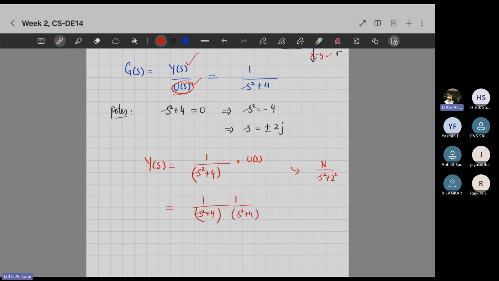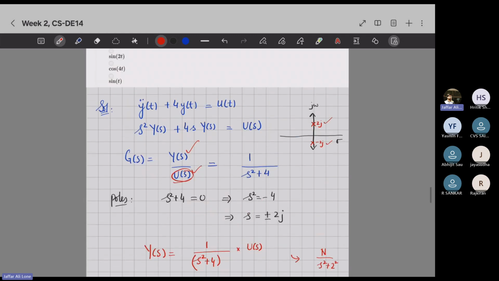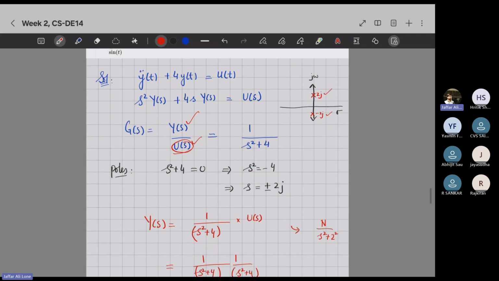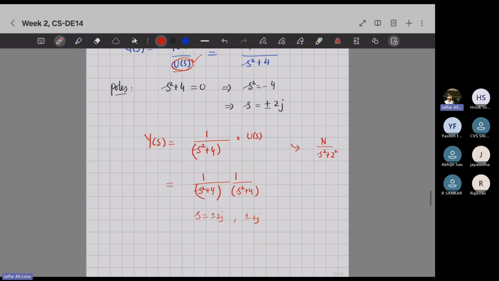What are the roots? The roots will be s equals plus minus 2j, and because of this, s also plus minus 2j. Then I will get roots at 2j twice and minus 2j twice. I'll get repeated poles on the imaginary axis and my system will be unbounded. So for that input, which has this contribution, my system will be unbounded. Now see how I can obtain this.